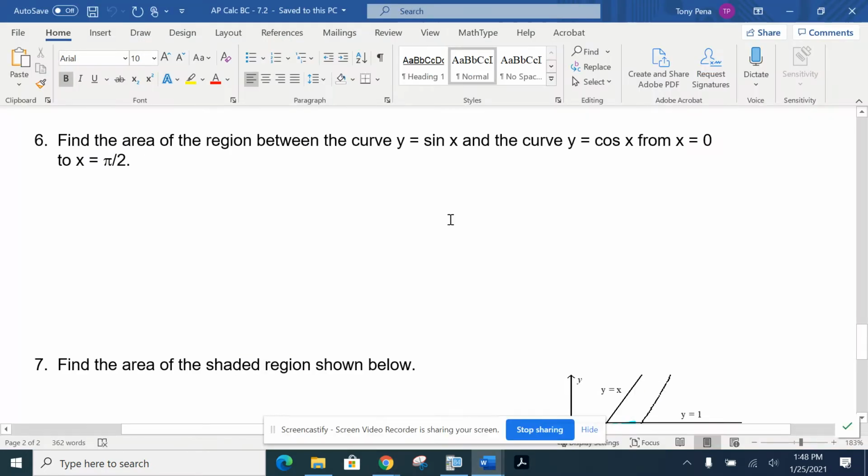Okay, so for number 6, it says find the area of the region in between the curves y equals sine of x and y equals cosine of x from x equals 0 to x equals pi over 2. It's probably one you should be able to do without our calculator, but it's also one that's kind of tricky anyway with your calculator. So I do want to do this one with the calculator.